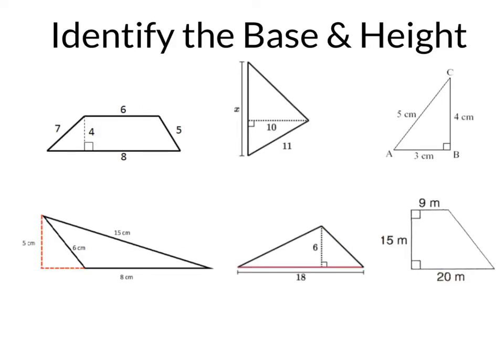Here we have 6 different shapes, and we're going to identify the base and the height. Now, for the base, I'm going to use red to color code it. And for the height, I'm going to use blue. So looking at this first structure right here, we are given a trapezoid. Now again, the bases are where it intersects with the height to make the right angle. So we can see right here, we have that right angle. So I'm going to highlight our base in red.